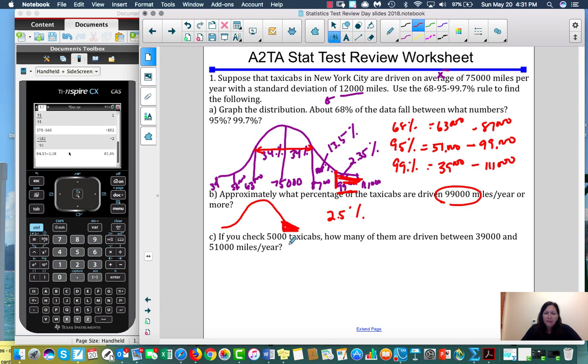If you check 5,000 taxi cabs, how many of them are driven between 39,000 and 51,000? So they're looking for this distance in here, that value right there. Basically, you would just take 5,000 and multiply it by 0.0235, because that's your 2.35%. And that comes out to be 117.5, or a little over 117 cars.